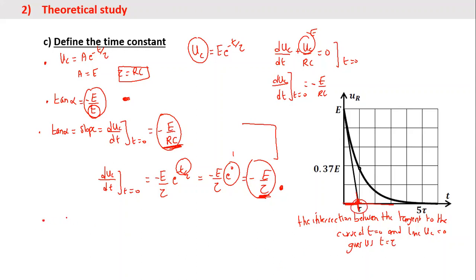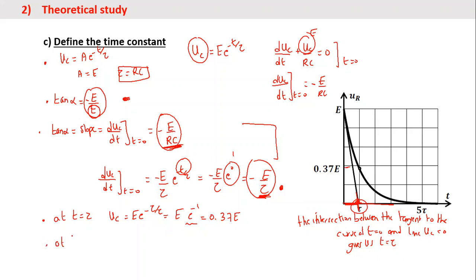Now, an important point to know: at t equals tau, what do we have? If I substitute here, I get that at t equals tau, uc equals E e to the power minus tau over tau, which is E e to the power minus 1, and this will give us approximately 0.37 E. This means that at t equals tau, the capacitor's uc has become 37% of the maximum. So here we have 37% of the maximum level.